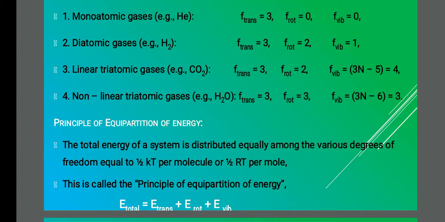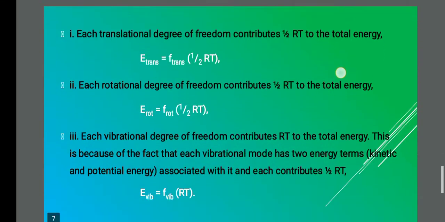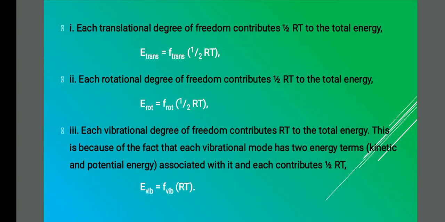So E total will be equal to E translational energy plus E rotational energy plus E vibrational energy. So we can calculate one by one. First we can see what is the energy given by the translational degree of freedom.